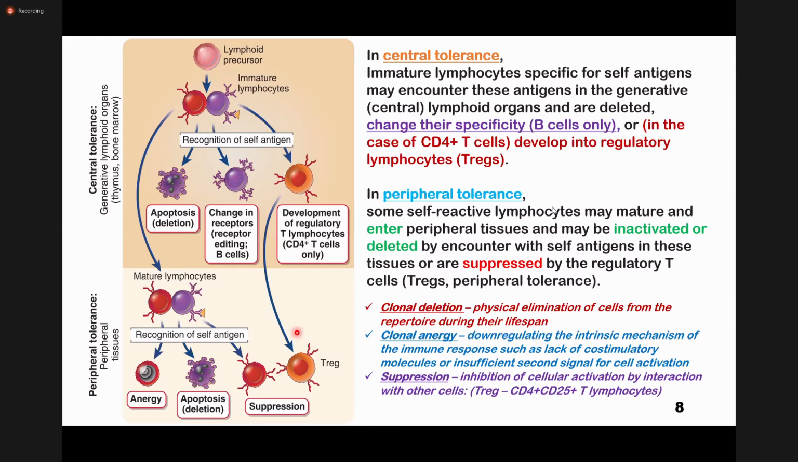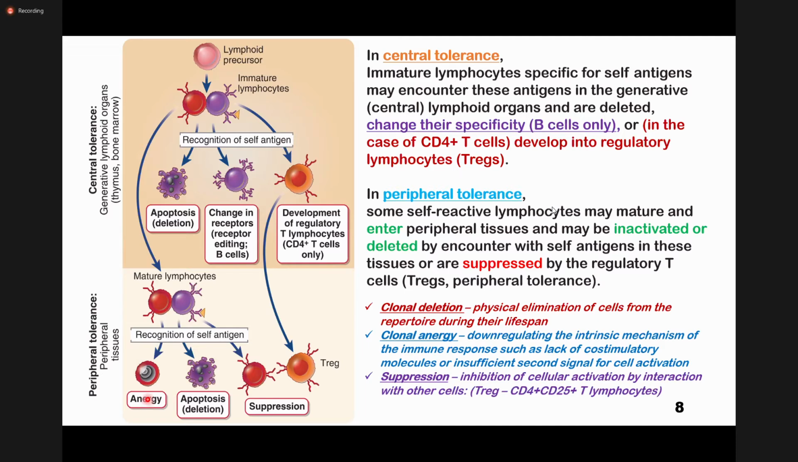Now, when we talk about peripheral tolerance, as the mature lymphocytes pass through the peripheral tissue, they try to recognize the self-antigens. Remember, there are three mechanisms in peripheral tolerance. Number one is anergy. That means it is not active, it's not dead. It has no response to the system, an absence of normal immune response. That is anergy, number one.